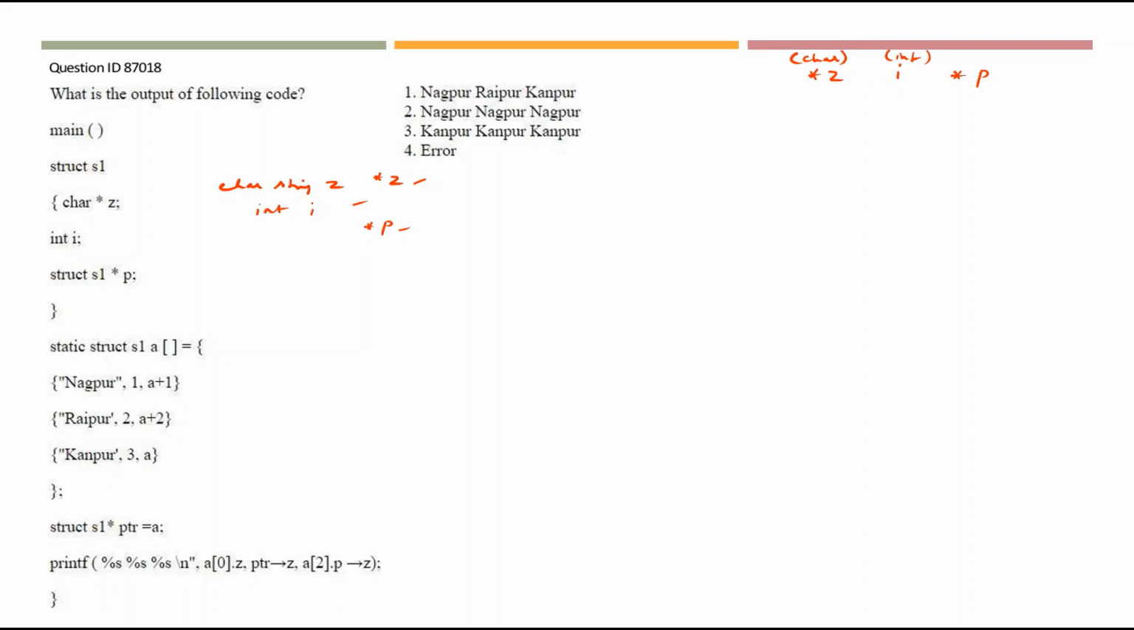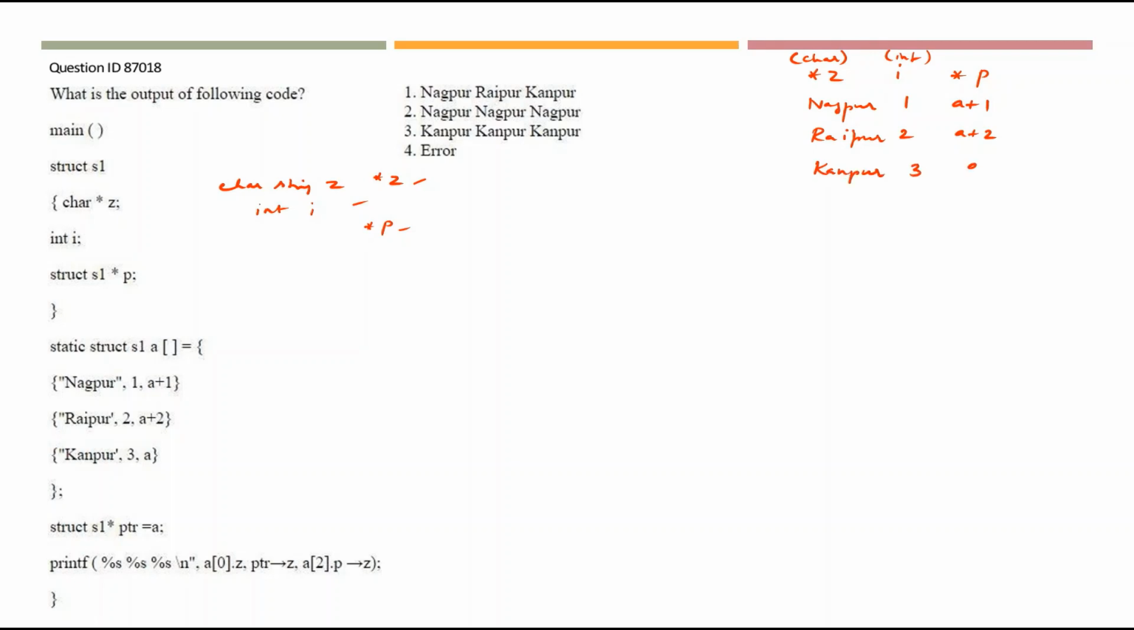The first record will be Nagpur. I will have 1 and pointer P will have A plus 1. Then Raipur. I will have the value of 2. Pointer will have the value of A plus 2. Then we have Kanpur. I will have the value of 3.